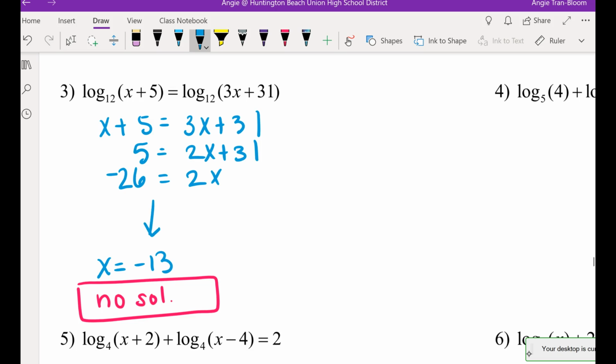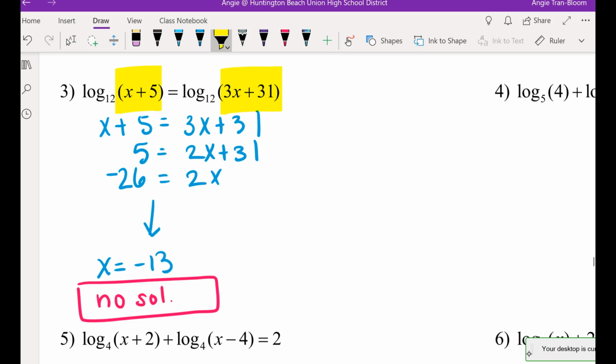Except that some of us are like, I'm just going to box that right up. Except you can't do that. What should you do? You have to plug it back in and check it, right? When you plug it back in, negative 13 plus 5 is negative what to be exact? Negative 8. Now let's plug into the right side. 3 times negative 13 is negative 39 plus 31? Negative 8.